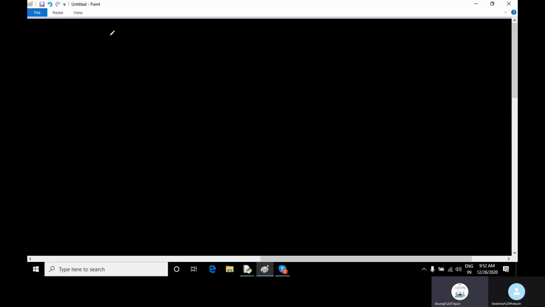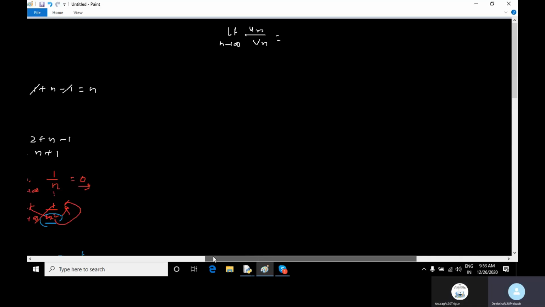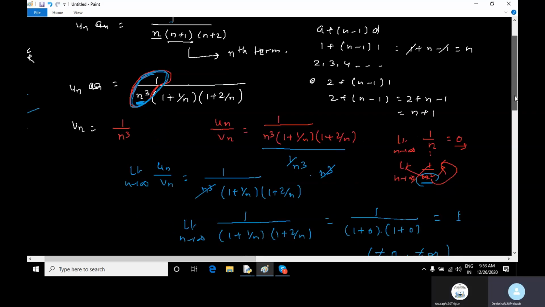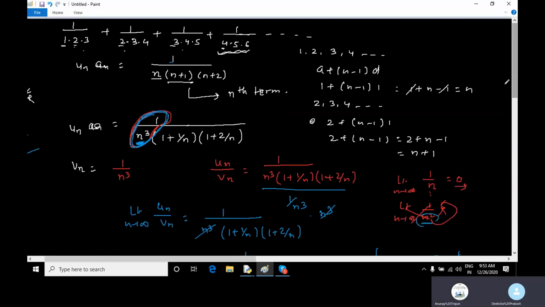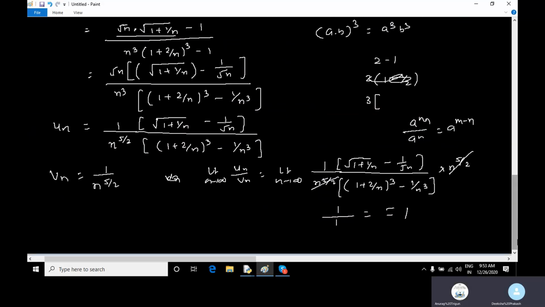Now here, anyway, if you have to find the limit of un by vn, why do we have to find un fully? Anyway, we have to find the limit for un by vn to find out if un is convergent or divergent. Then why do we have to fully solve un by vn? No, I have not solved it. That's why I cancelled it here, no?